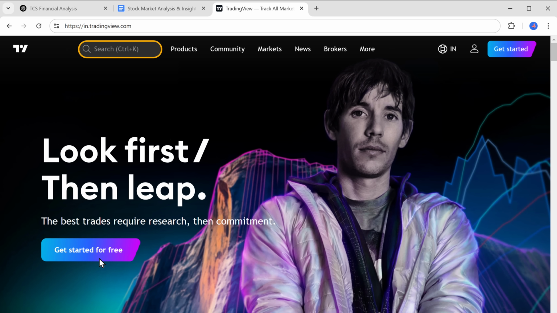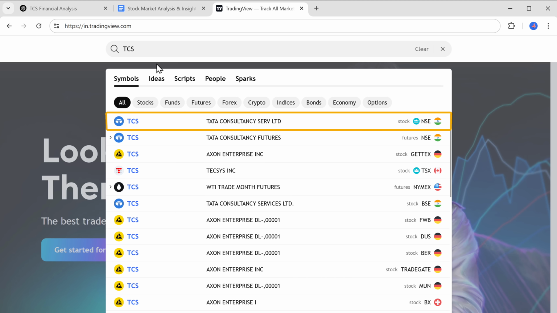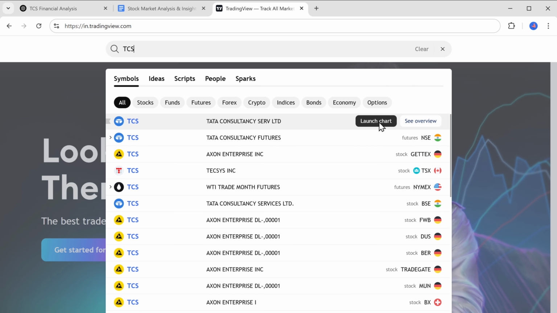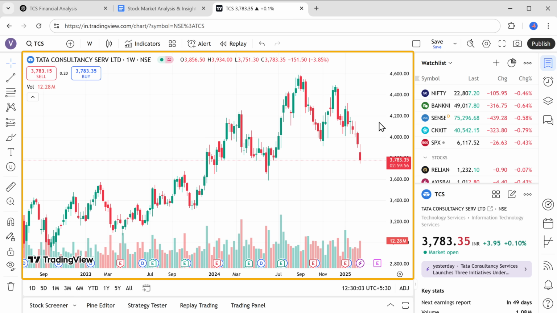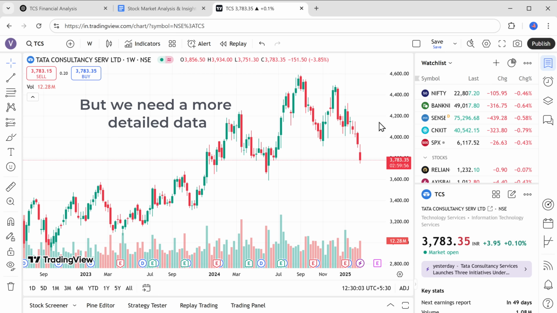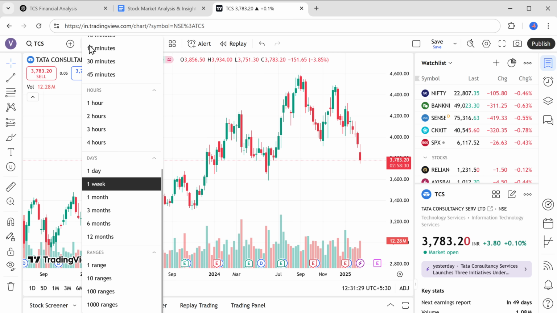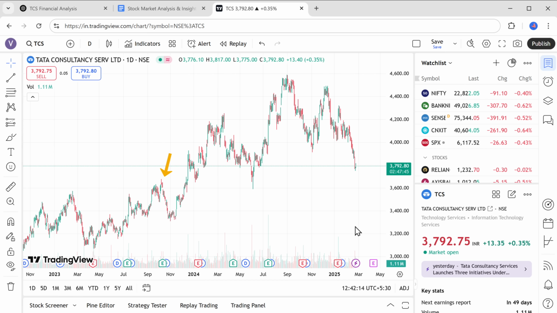Now click here, enter the name of the company you want the chart for, then go here and click Launch Chart. Here we have a W icon. This means that the chart is showing the stock's weekly value over the years with each candle representing a week. But we need a more detailed data, so let's click here, scroll down and choose 1 day. Now each candle shows the stock price for every day over the past 3 years. We're going to use this chart to do technical analysis, so let's take a screenshot.